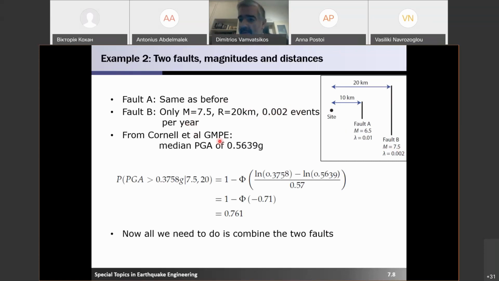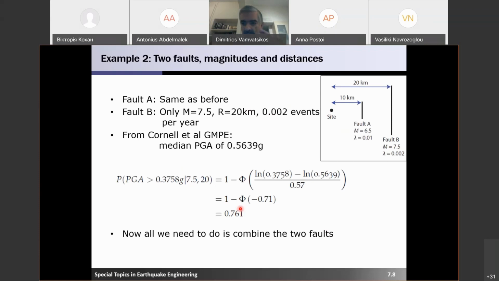Now again, from the Cornell GMP, you can get a median PGA of 0.5639, again, distance of 20, magnitude of 7.5. And now it's quite easy, for example, to play around with. Why not go back to this value that we had before? Remember this 0.3758. Now, given 7.5 and 20, the GMP tells you that, you do your little thing with the log normal, 0.761. Whoa, that's a large number. If that 7.5 earthquake happens, you have like a 76% probability of exceeding 1G, which is a lot.